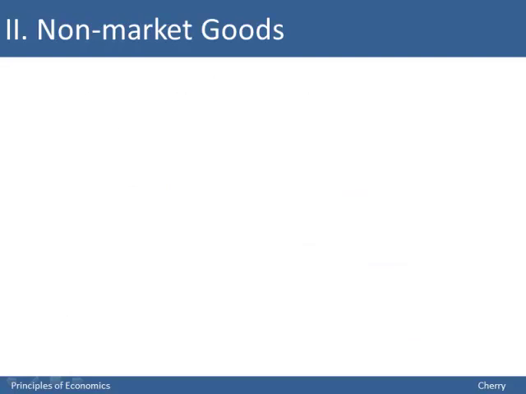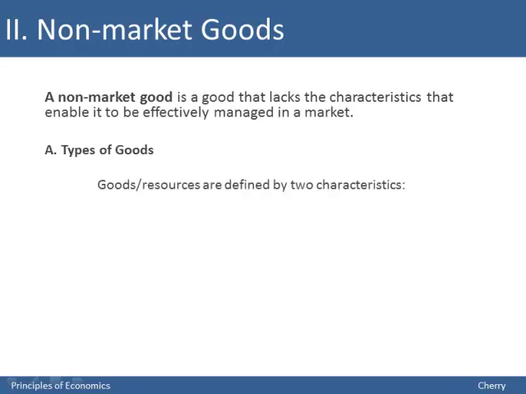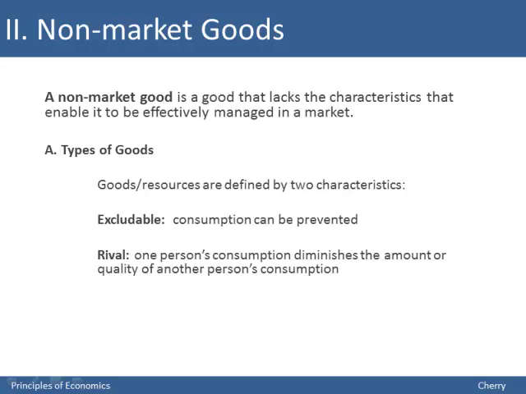So now let's move to non-market goods. A non-market good is one that lacks the characteristics that enable it to be effectively managed in a market. All right, so there are different types of goods, and they are defined by two characteristics. Excludable, which means that the consumption can be prevented, and rival, which means if one person is consuming it, it diminishes or eliminates the ability of another person to consume it. And these two characteristics are going to define the types of goods that we're going to look at.